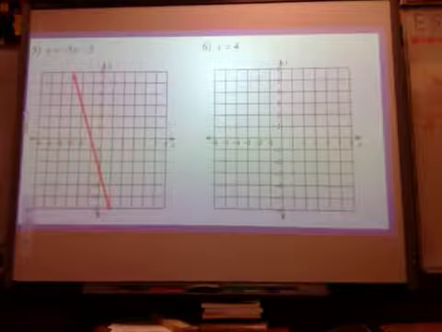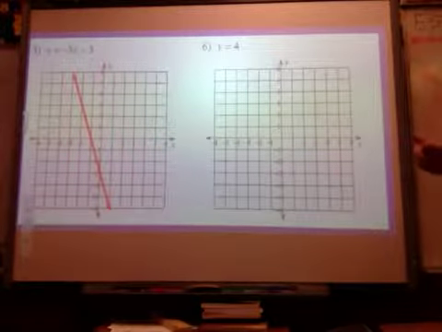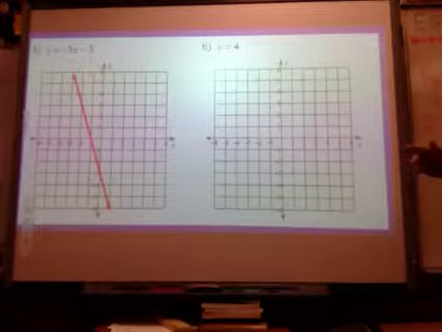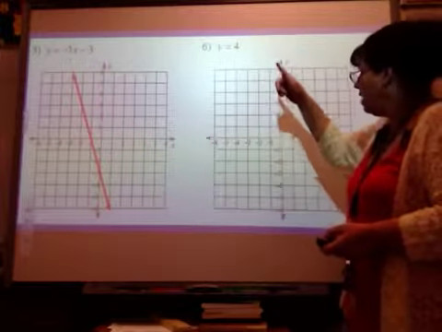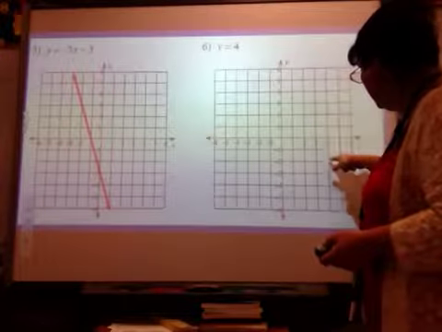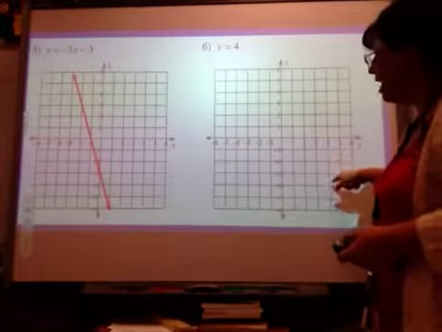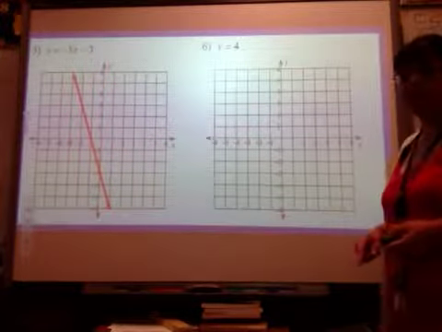Okay. Oh, we did these. These are pretty easy. Remember, it's just a straight line. We go to 4. And we go to 4 here. And we just draw a straight up and down line. Because we know that that's an undefined slope, right?